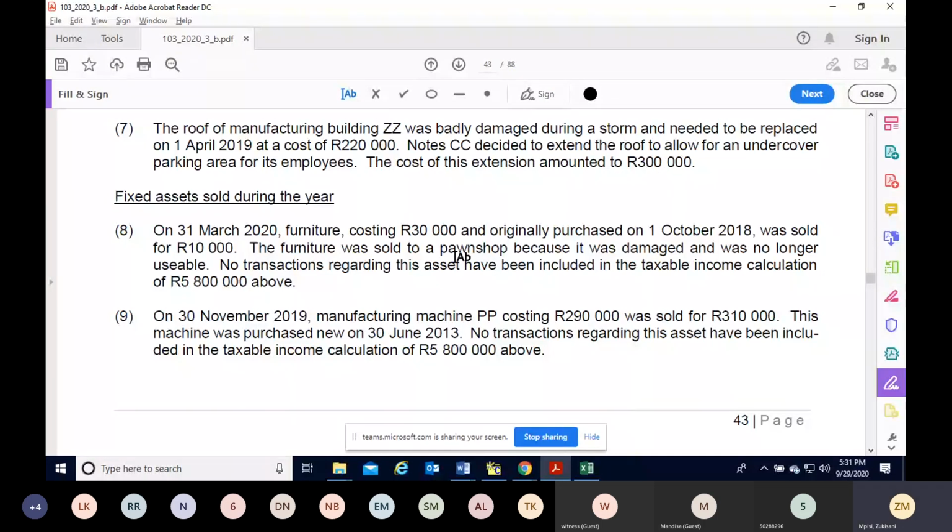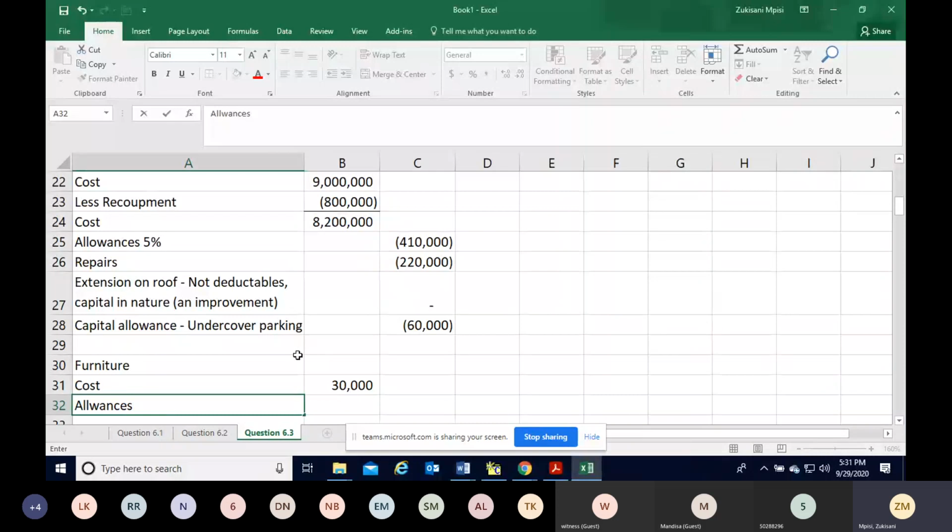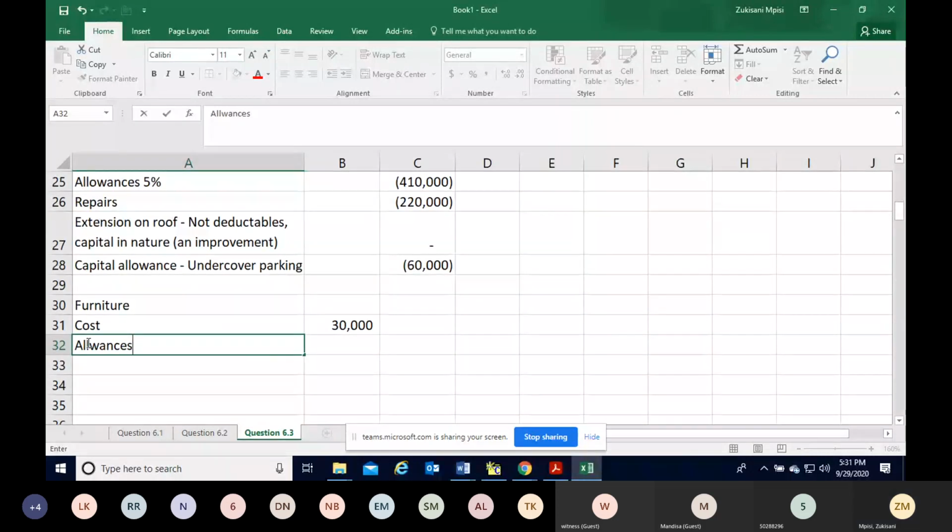So we need to quickly calculate the period. We'll first have the allowance for 2019. Because it was purchased in October, you will have 30,000 multiplied by 6, divided by 12 months.